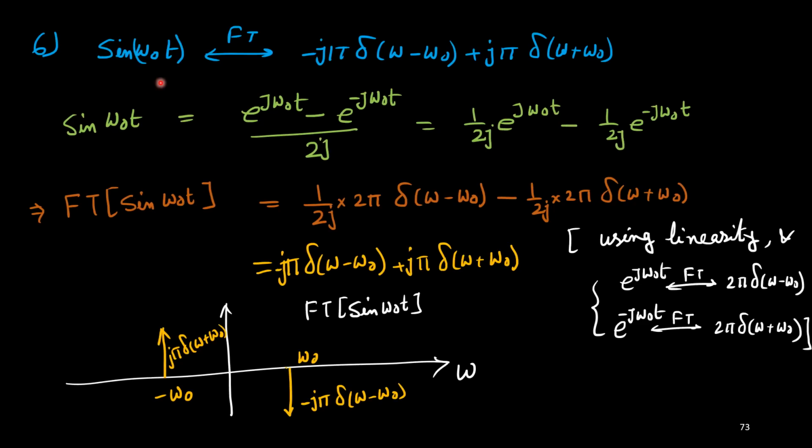Similarly, we can go for sine omega naught t, and its value will be minus j pi del omega minus omega naught plus j pi del omega plus omega naught, because sine omega naught t I can replace by e to the power j theta minus e to the power minus j theta by 2j. So here there is a minus sign, and here there is j. Because of this I am getting one j factor here. 1 upon j is minus j, and here it will become plus j. That's all. So at omega naught, I'll have one impulse minus j pi del omega minus omega naught. Here there is one impulse j pi del omega plus omega naught. Right.